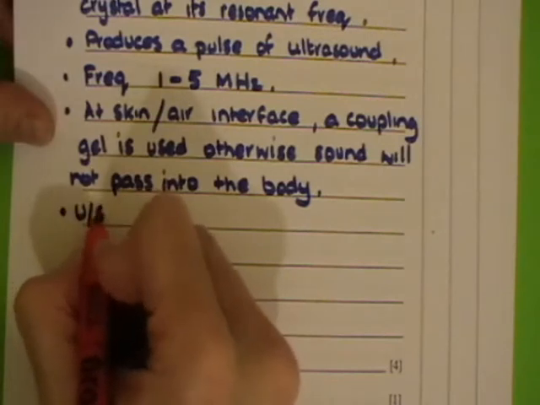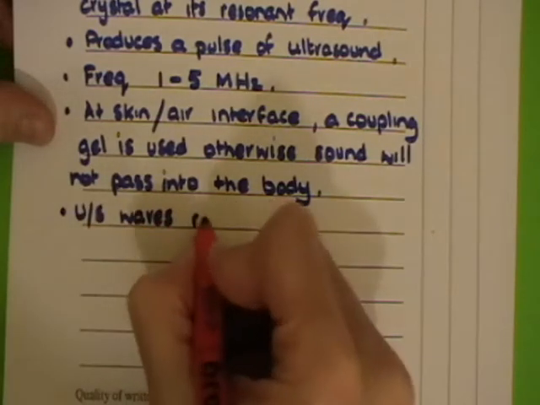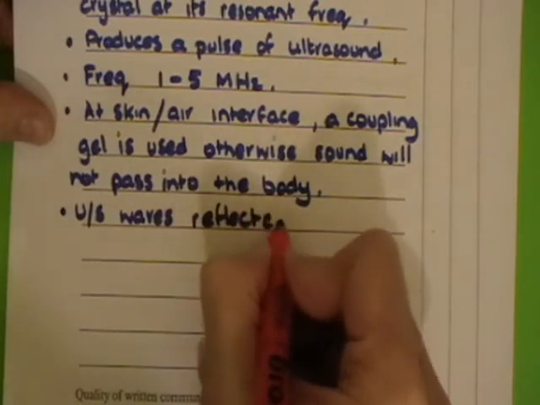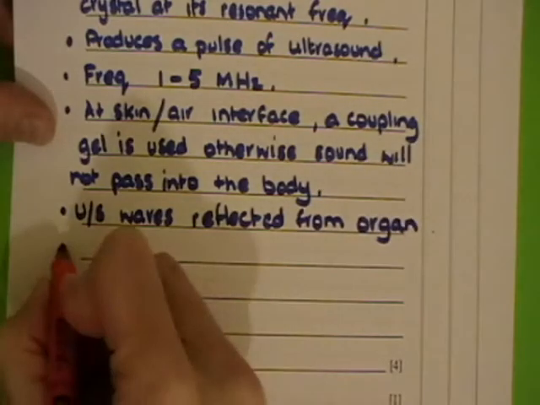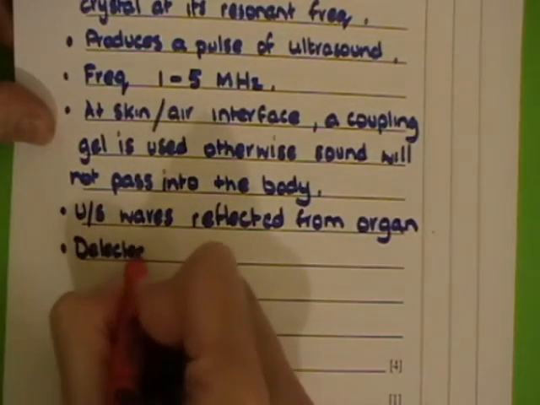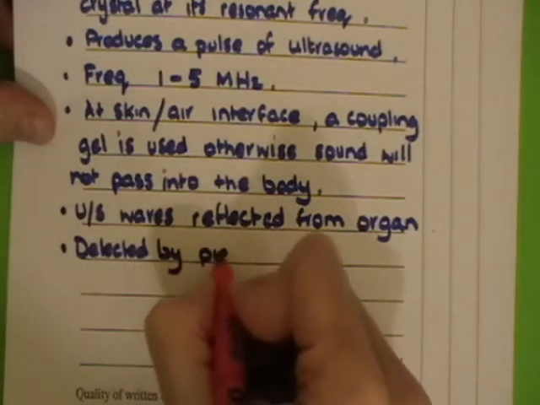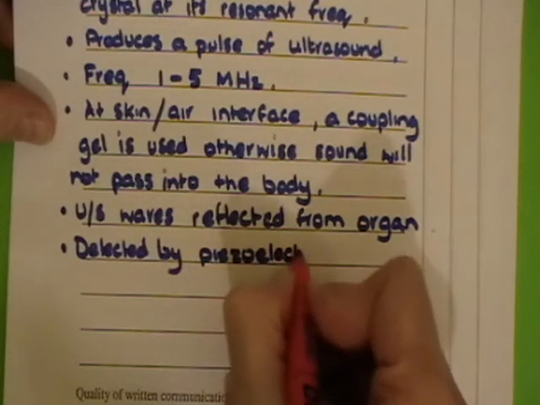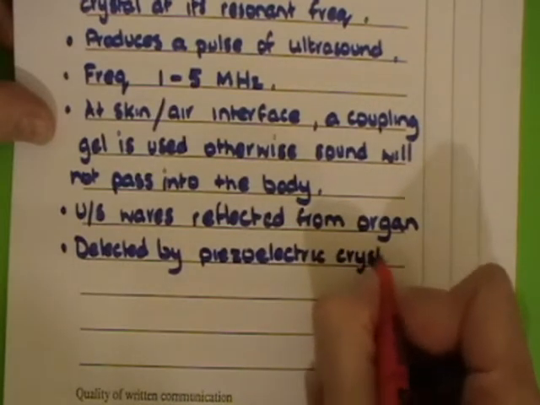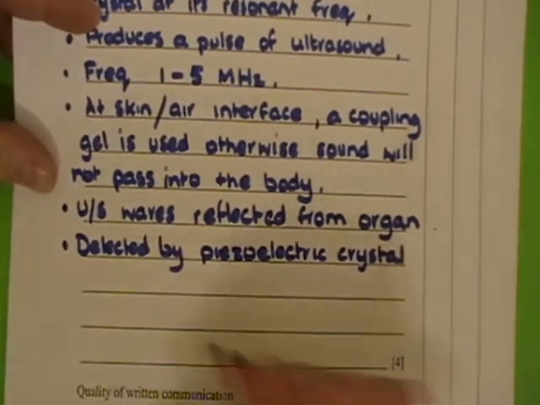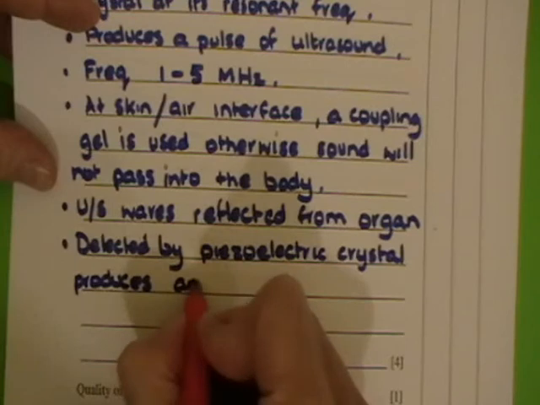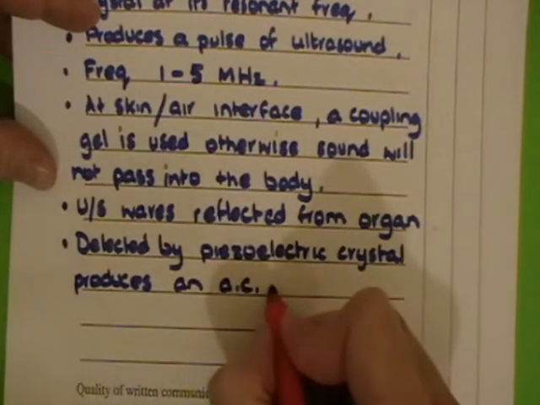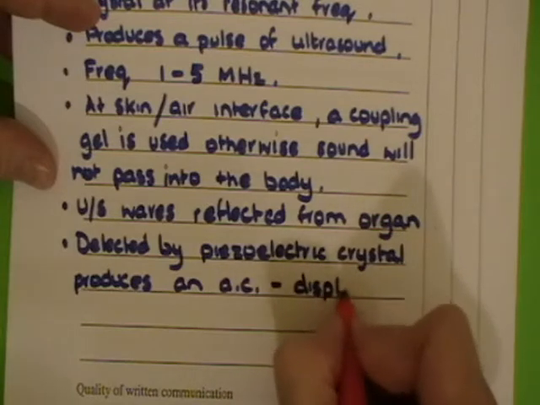So the ultrasonic waves are reflected from wherever you want to look at. We'll call it the organ. And they're detected by the piezoelectric crystal again in the transducer, or in the probe. And that produces an alternating voltage, and that's displayed on a computer screen.